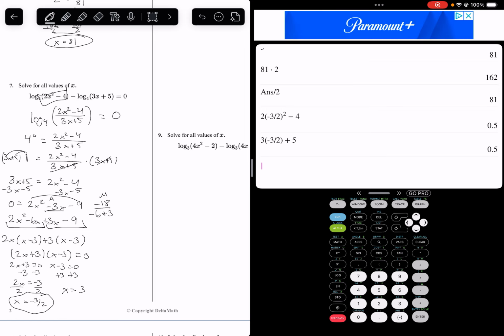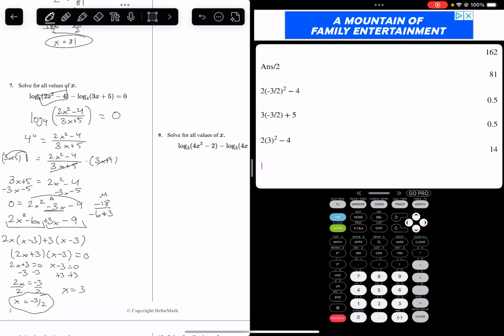And then we could plug a 3 in. Make sure that gives us a good solution. That works there.